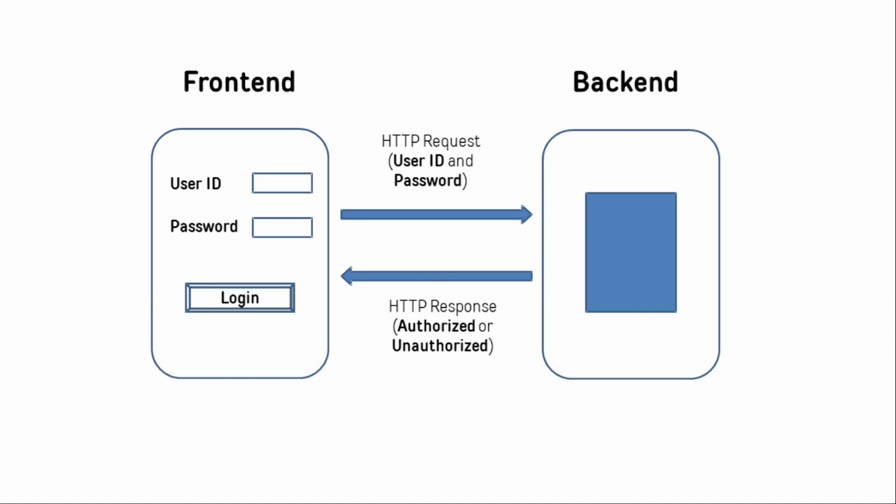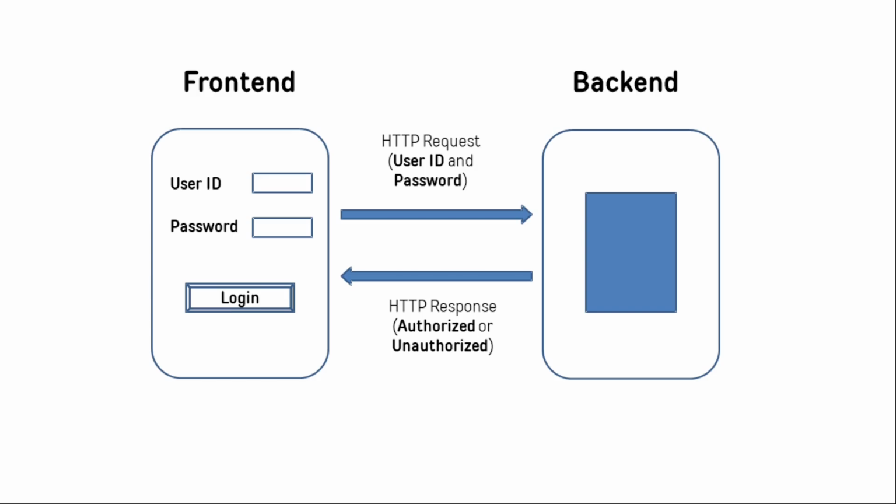Depending upon the response received, as a front-end developer I will write code accordingly. If the user is authorized, I will take the user to the next page which shows the data. If he is unauthorized, with an incorrect user ID or password, I will just show an error screen stating that the entered user ID and password is incorrect. So this is how a front end and a back end work.